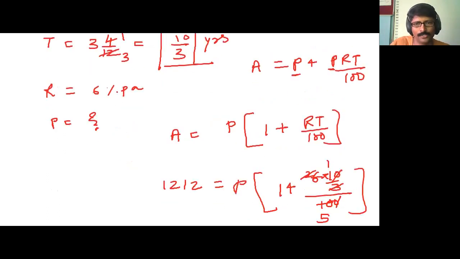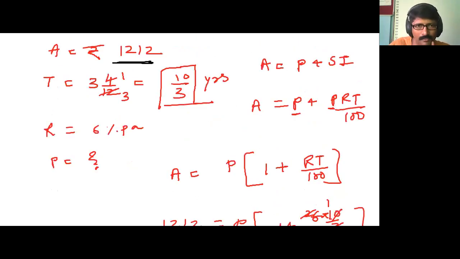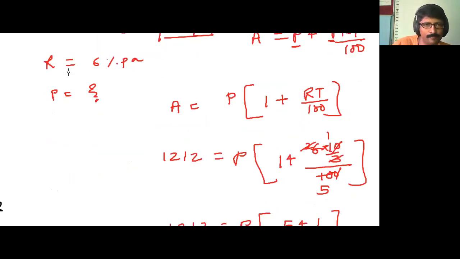Sure. Then we will do the substitution part. So amount is equal to 1212, which equals P, which we are supposed to calculate. 1 plus R is something. R was 6% per annum. So 6 into time, which is 10 upon 3. You can actually pull down the 3 over here. So you can do the 10 upon 3 into 100 also.